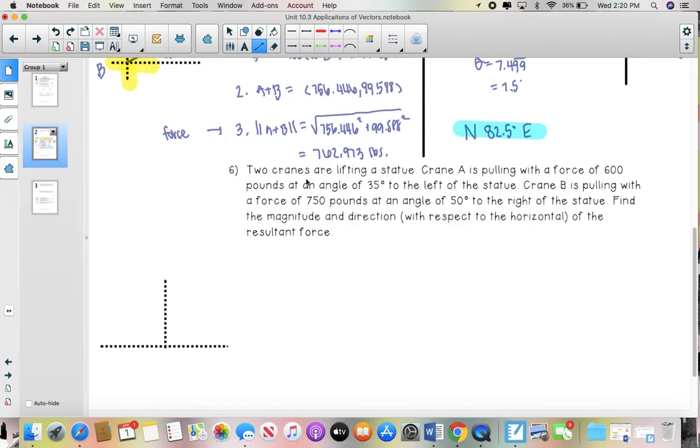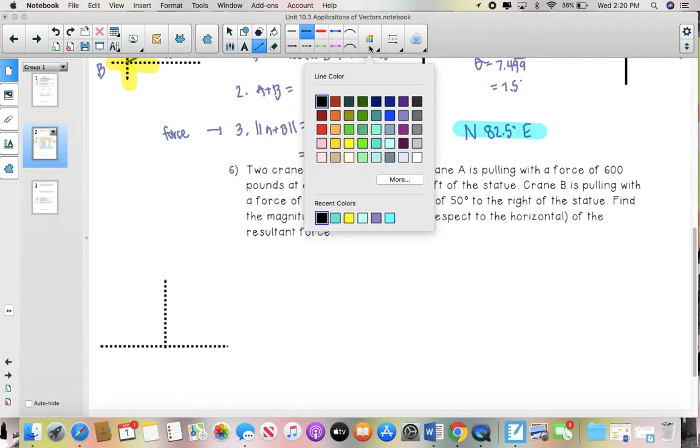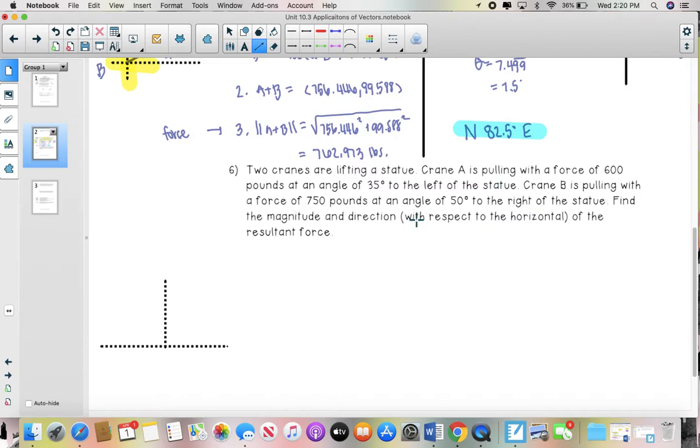Example number 6, we have two cranes that are lifting a statue. So let's say this is the statue that they're lifting, okay? And obviously I'm not going to try to draw this. Crane A is pulling with a force of 600 pounds at an angle of 35 degrees, and I just blocked that, to the left of the statue. So 35 degrees to the left, so it'd be coming off this way.